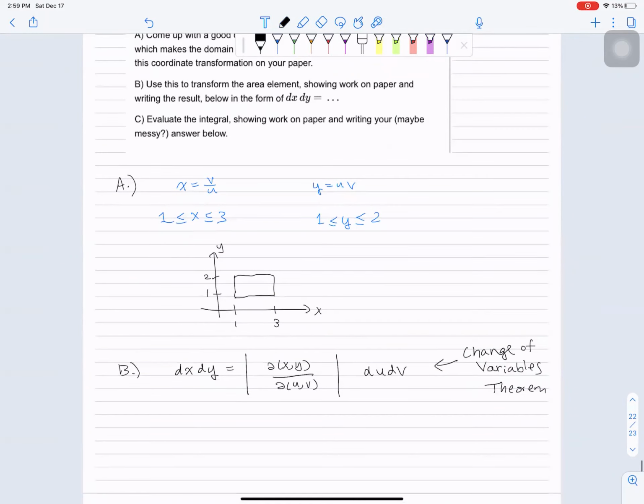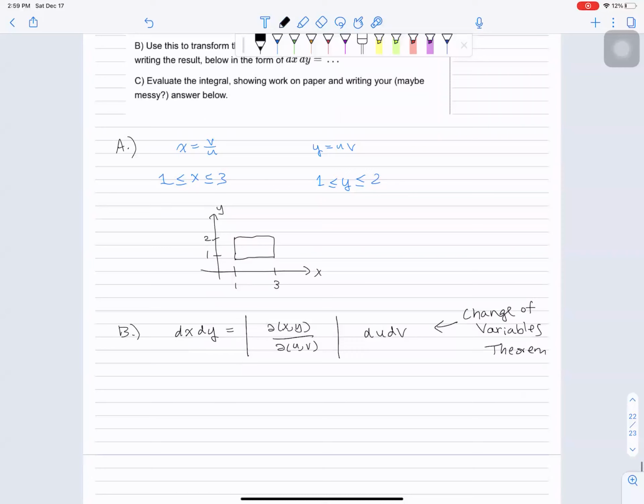Okay, and let's see what we have. Do we have x equals something, y equals something? We do. So we can exactly take this Jacobian. So what is the absolute value of the determinant of this Jacobian, where we take our first output, which is v over u, and we write it as v u to the negative 1. And I take the partial with respect to u. Partial with respect to u gives me negative v u to the negative 2. Partial with respect to v gives me u to the negative 1.